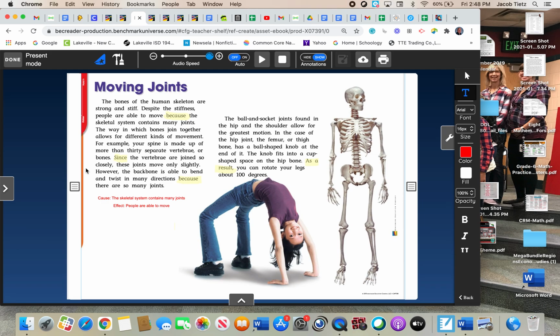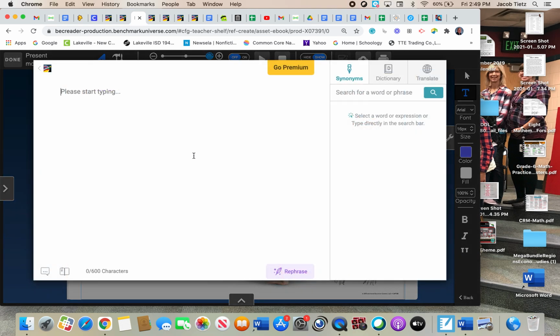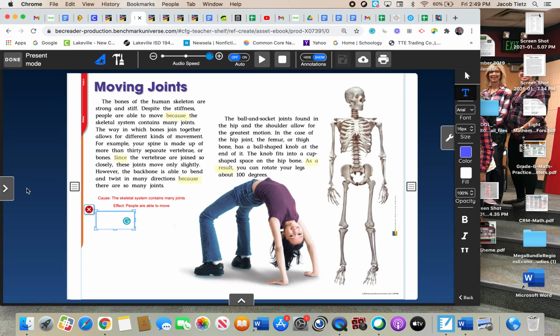It says, since the vertebrae are joined so closely, these joints move only slightly. So let's do another text box. Do a different color this time so it kind of stands out from the other one. And there we go, we got that. Put our text box right here. Let's make it a little higher. There we go. Oops, let's get rid of that.